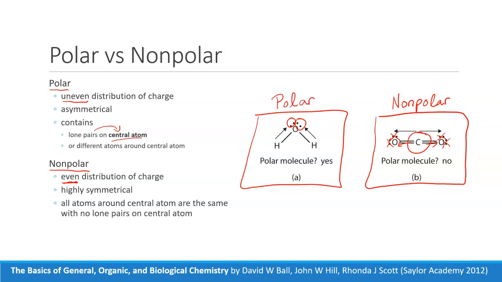Okay, so again, to be polar, you're either going to have lone pairs on the central atom or a different atom attached to that central atom. And if you're nonpolar, you have all the atoms the same around the central atom and no lone pairs on that central atom.